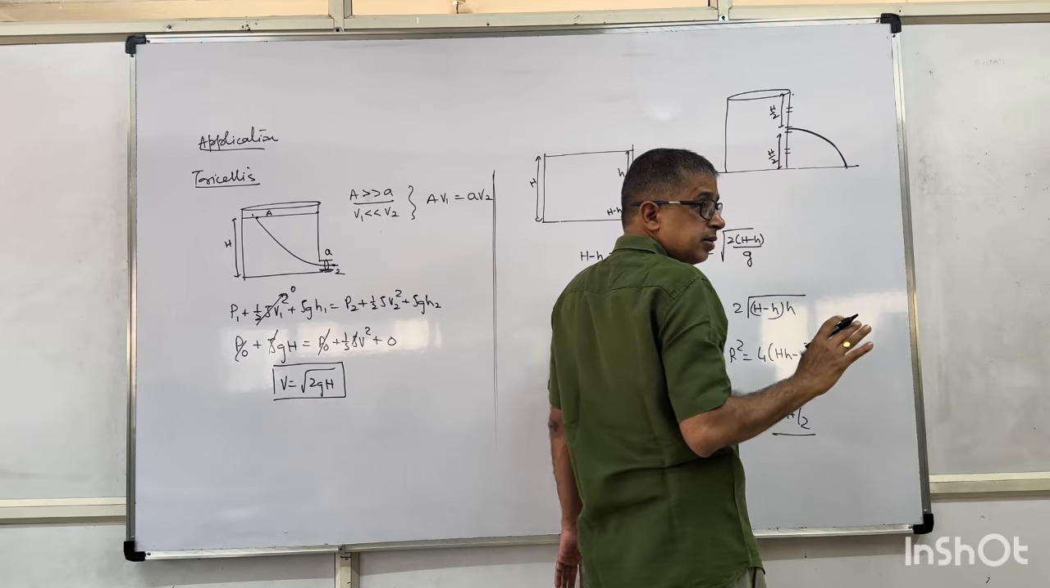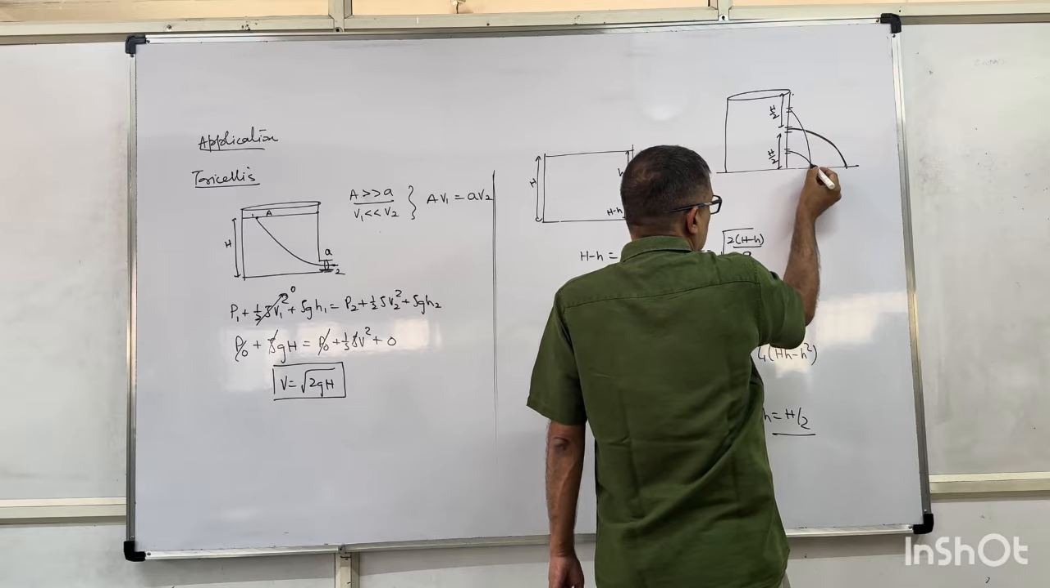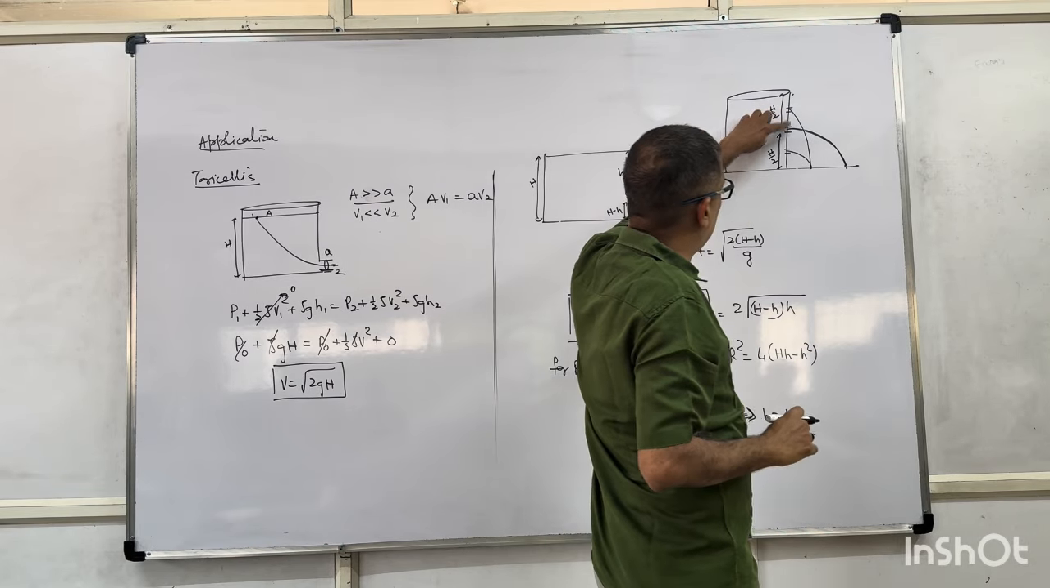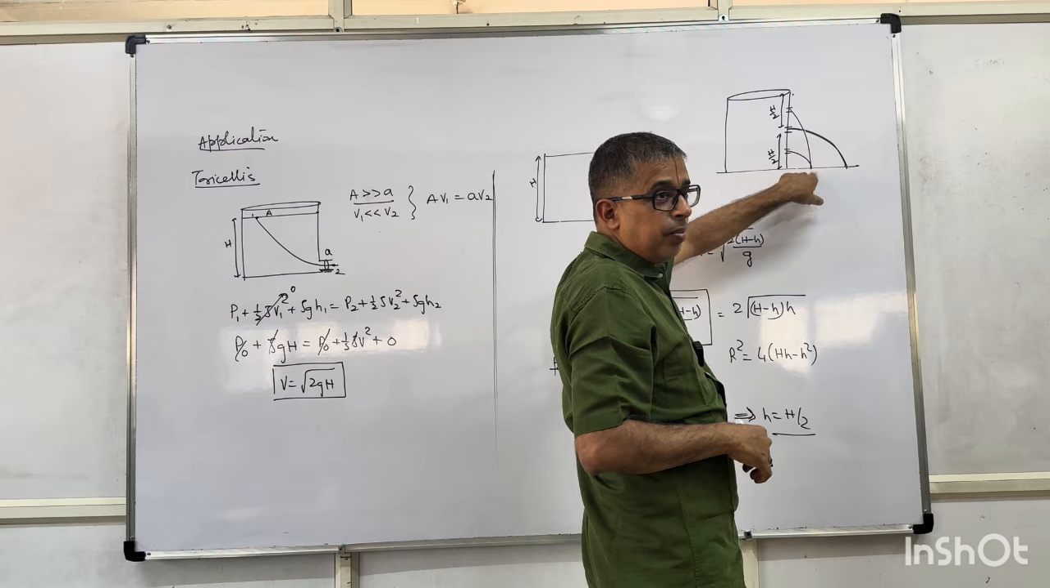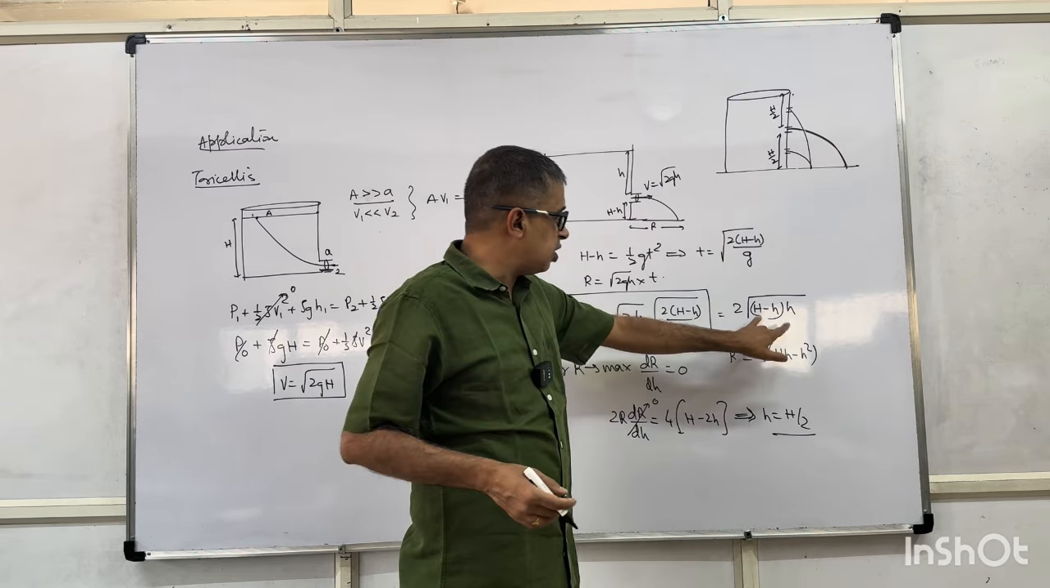Am I right? Range is maximum at a height of h by 2. So if I go above or below, the range will decrease. That means there will be a point above and below for which the range is the same. Quite obvious. I am able to see that.